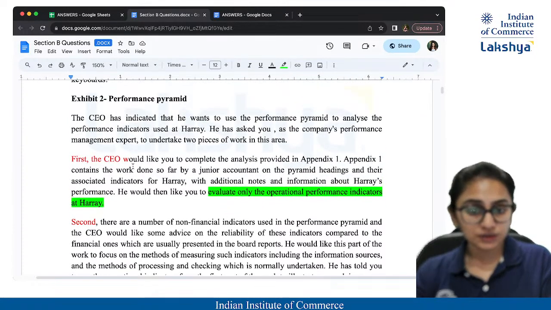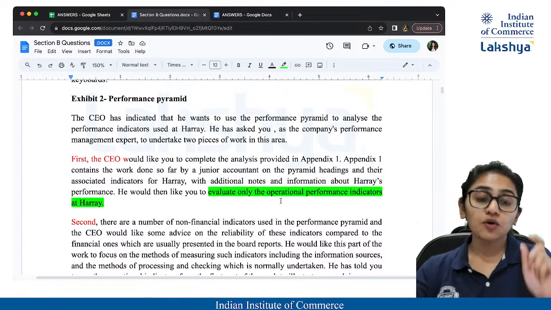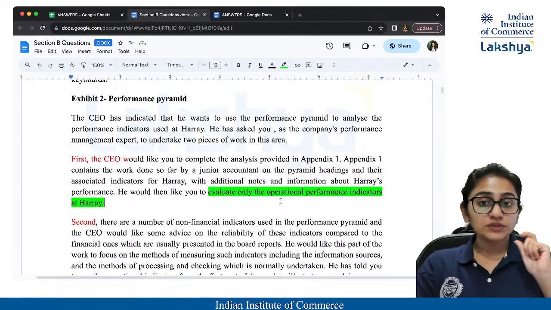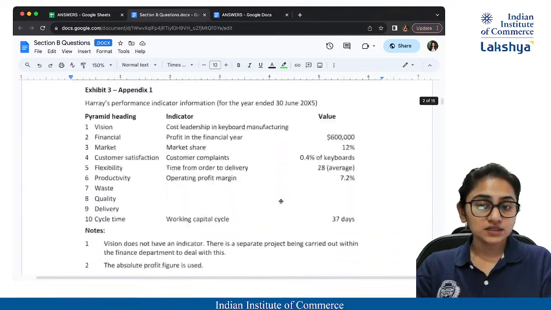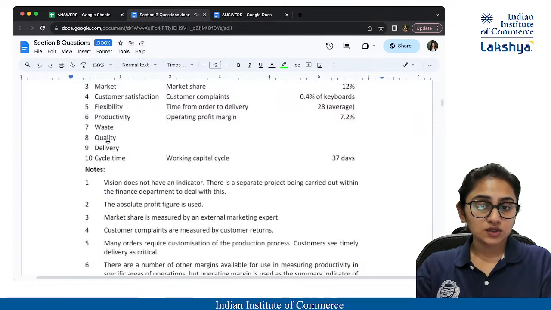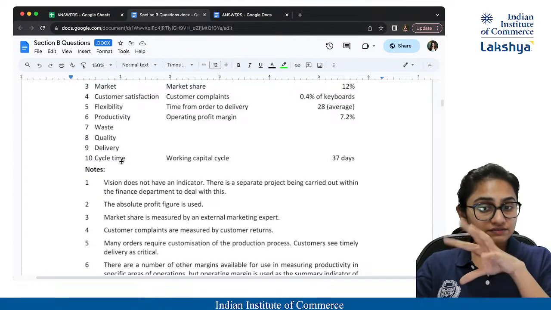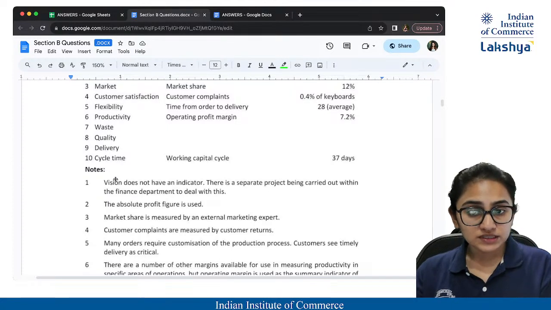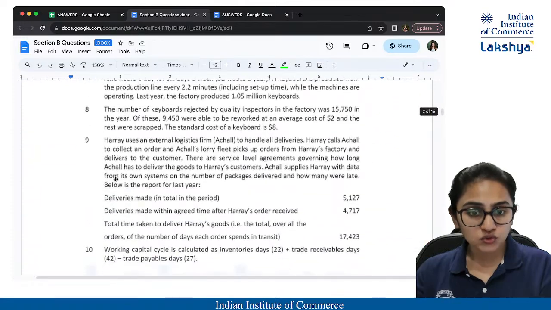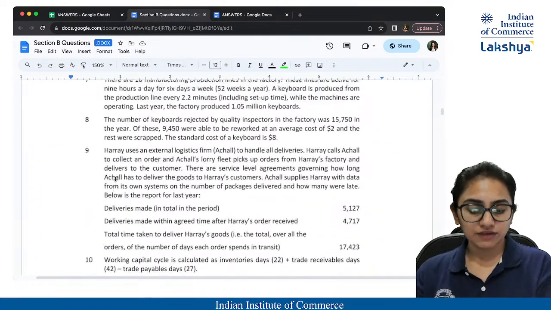So first the CEO has told you to evaluate only the operational performance indicators. Now which are the operational performance indicators? The last four, that is waste, quality, delivery and cycle. So we have to evaluate that and give details about that. So from this, whatever is there in the notes, you have to pick data from that and evaluate it.